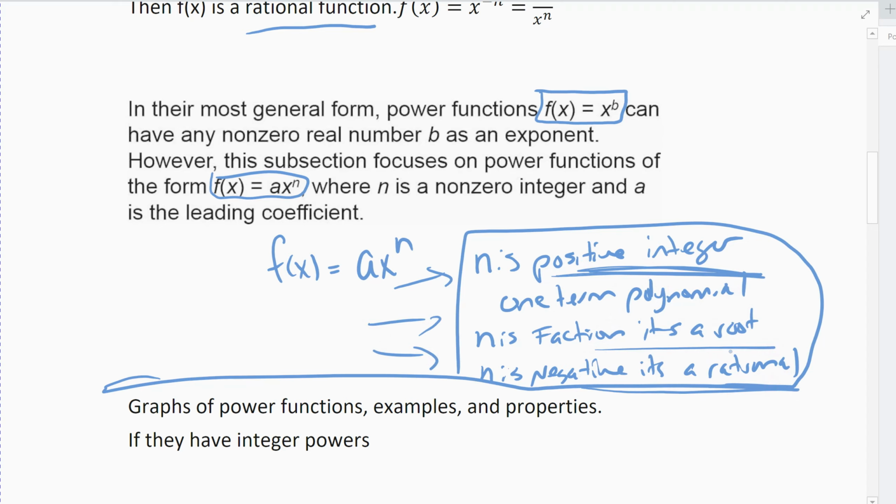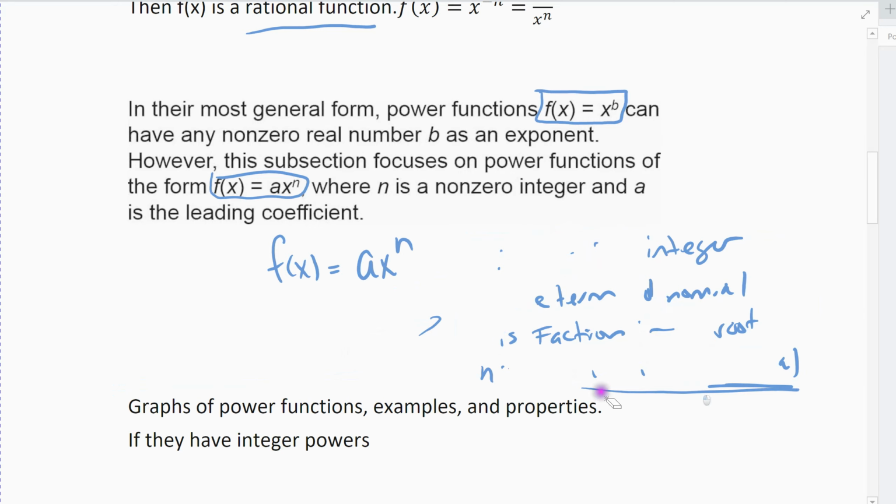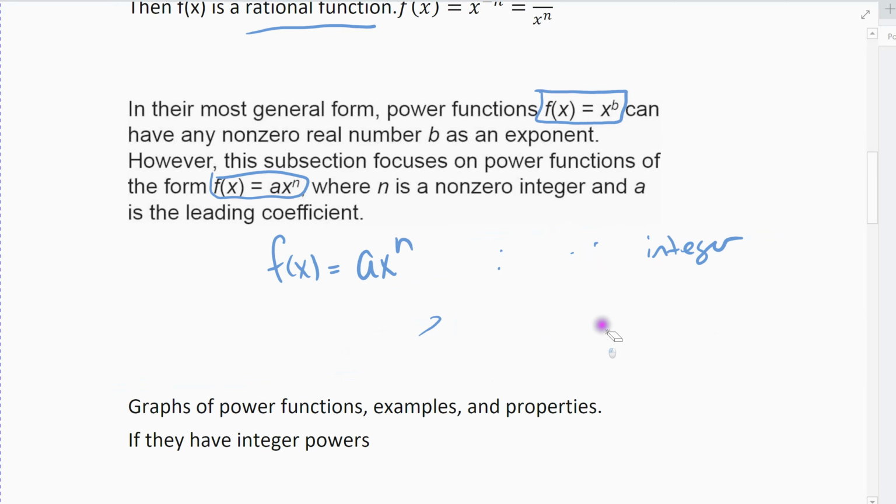When I have a simple power function, and it's just a simple positive number like 2, 3, 4, 5, it's a polynomial case. If it's negative 2, negative 3, negative 4, it's the rational function case. If it's a fraction, it's the root case. And we're going to examine the graphs of those and what they look like in all three different cases, and we'll do that in the next video.